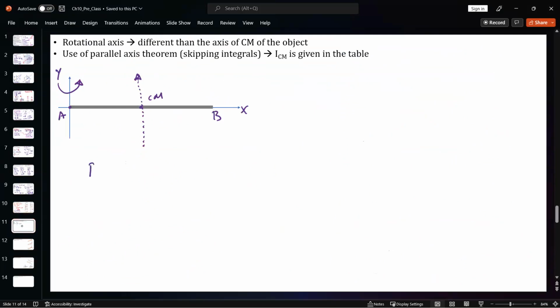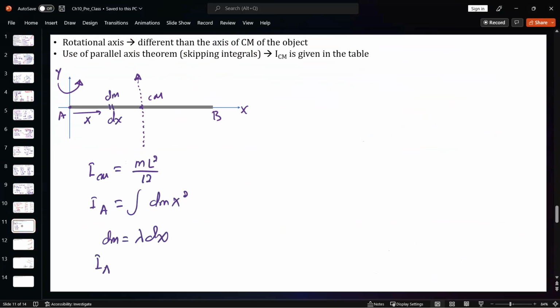Now we know I of CM, which we already figured out, is ML squared divided by 12. For this case, we are interested in I of A. To get I of A, I have to do the same thing again. You can take a small dm piece here with length dx, and this is going to be the integral of dm x squared, where x is the distance from the fixed point. Then we can again apply the same concept: dm is equal to lambda times dx.